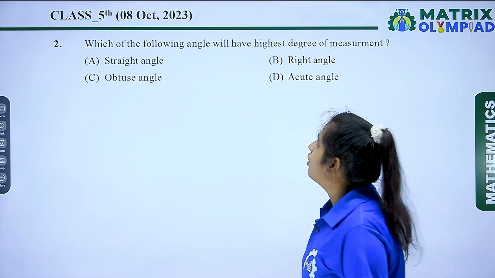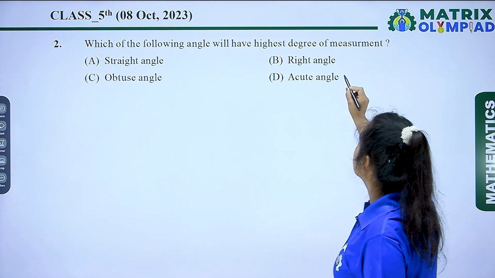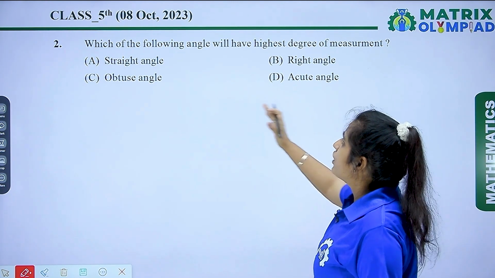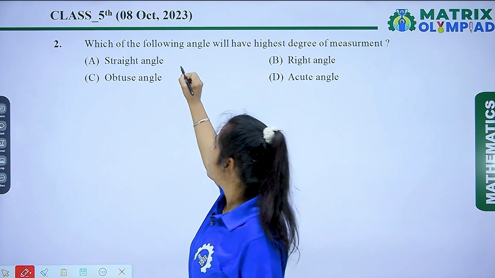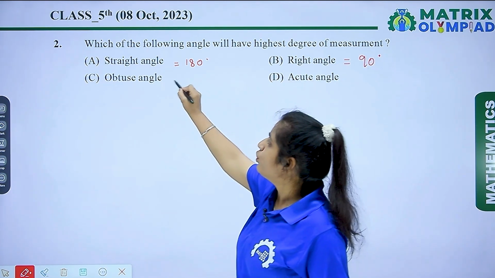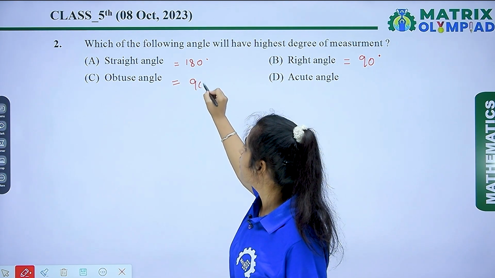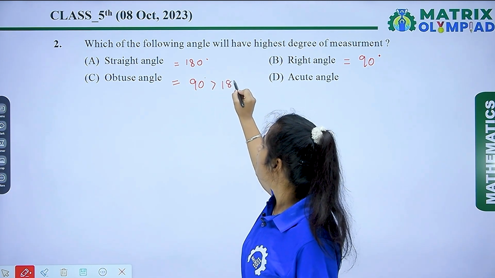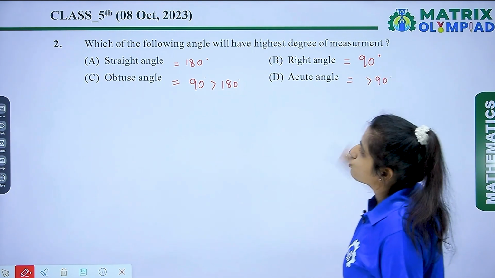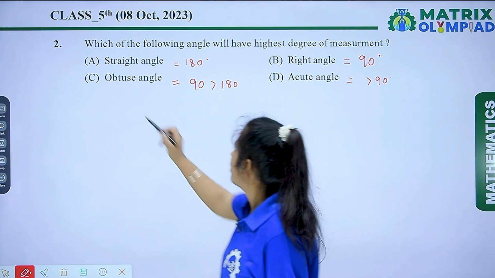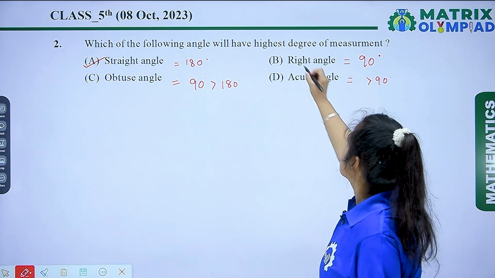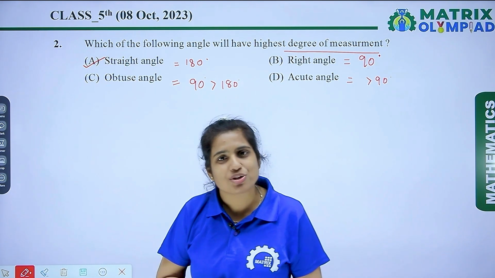Next question is, which of the following angle will have highest degree of measurement? Now in this question, we have to tell which angle has the highest degree. So here straight angle is equal to 180 degree. Right angle is equal to 90 degree. Obtuse angle is greater than 90 degree but less than 180 degree. And acute angle is less than 90 degree. So here the highest degree is 180 degree, that is straight angle. So our correct answer will be option A because it is the highest degree of measurement in the 4 options.